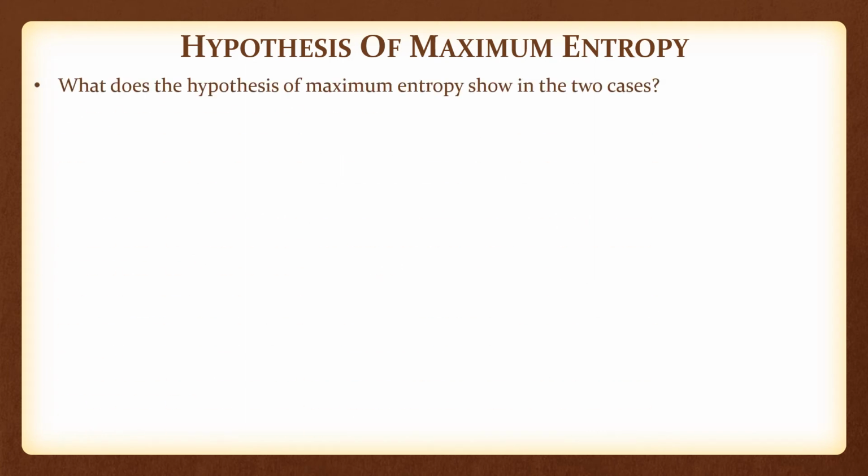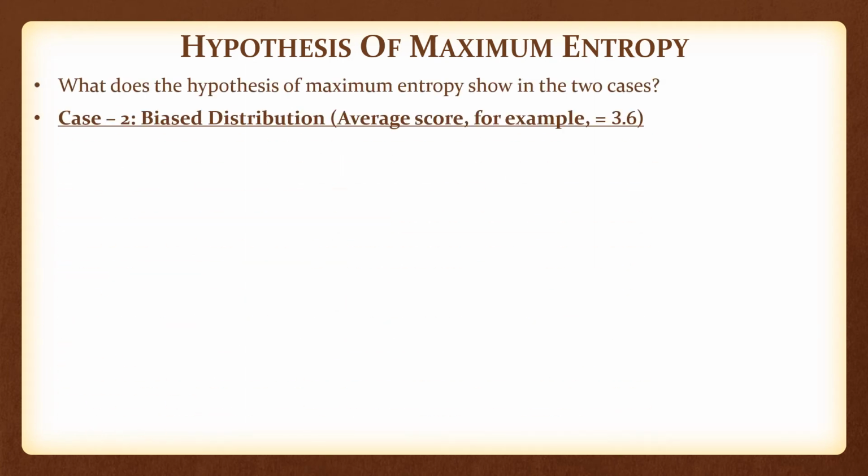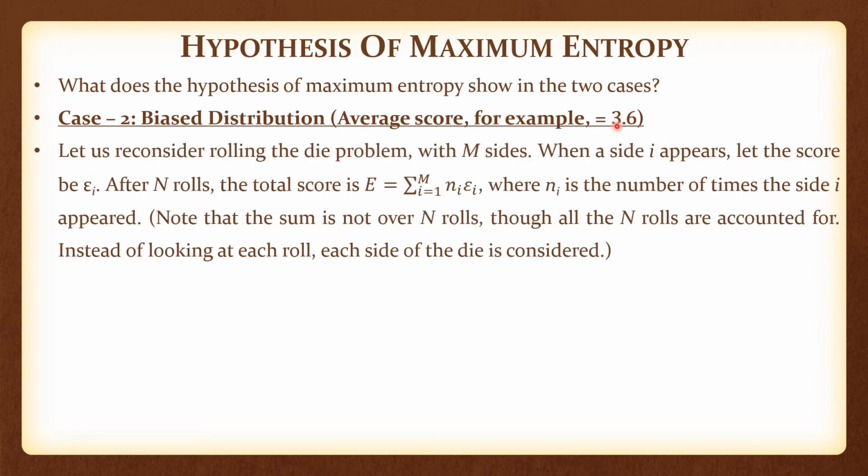Now let us look again at what the hypothesis of maximum entropy shows in the case of a biased distribution. Let us take the average score as 3.6 instead of 3.5. Definitely biased. The higher scores are more likely than the lower scores. Now let us reconsider the die rolling problem with m sides, 6 sides in this case. When a side i appears, say side 1 appears, let the score be epsilon i. After n rolls, the total score is sigma n i times epsilon i, where n i is the number of times the side i appears.